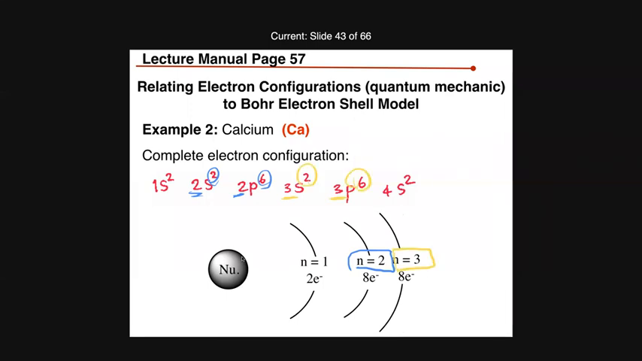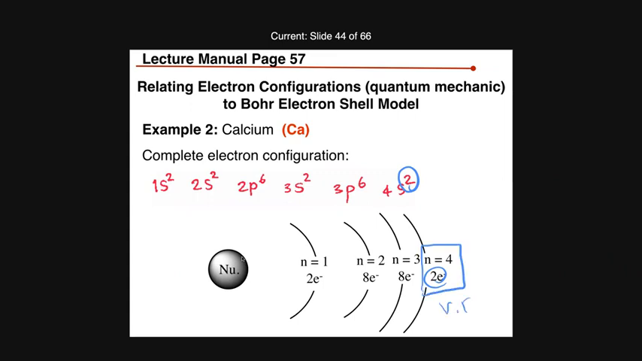And of course, as you already see, the valence electrons would be 2, because in this case only 2 electrons reside in the outer shell. Therefore, in this case, n equal to 4 would be the outer layer, and the 2 electrons would be the valence electrons.